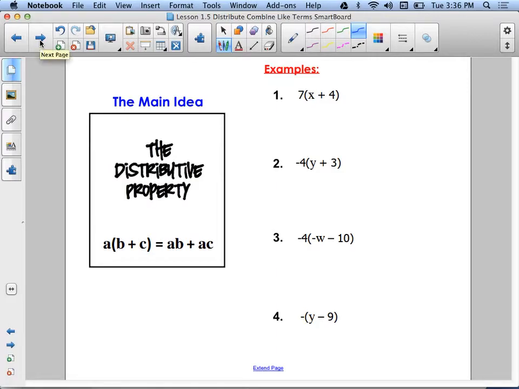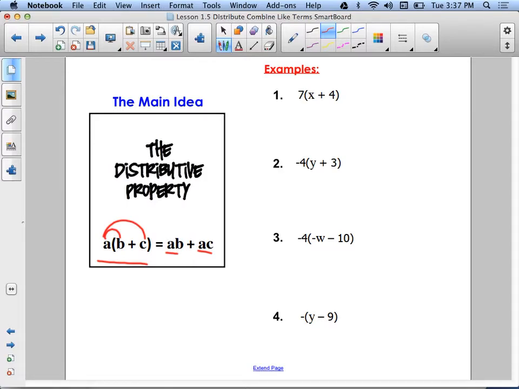So, the main idea for the distributive property is if we have an expression like this, A times the quantity B plus C, what that tells us, the fact that this A is touching those parentheses, is that A is being multiplied by both B and C. So A times B gives you AB, plus A times C would give you AC. So we can simplify this expression, remove the parentheses, by distributing the A and multiplying it by everything inside the parentheses. It's very important that we remember that it's multiplication.